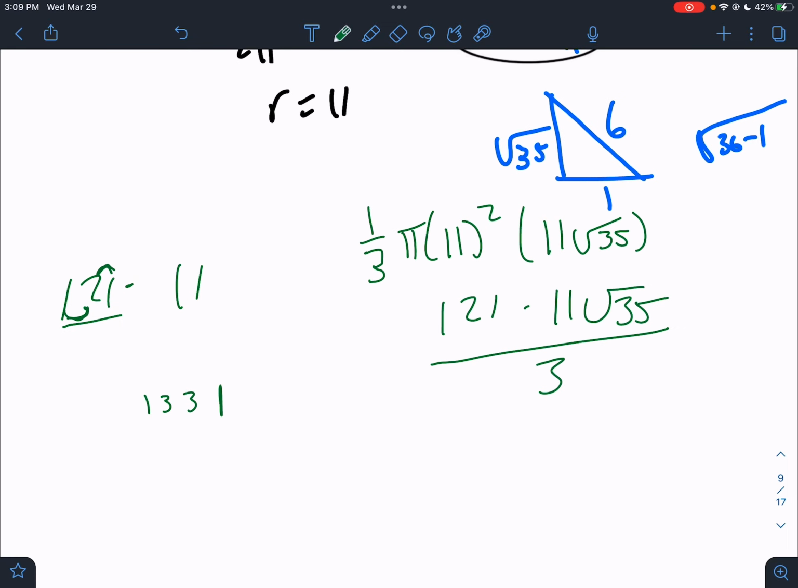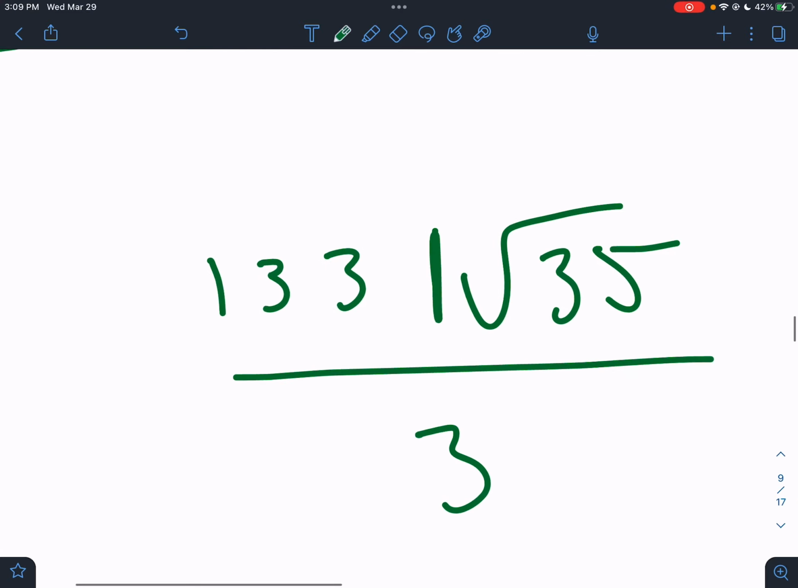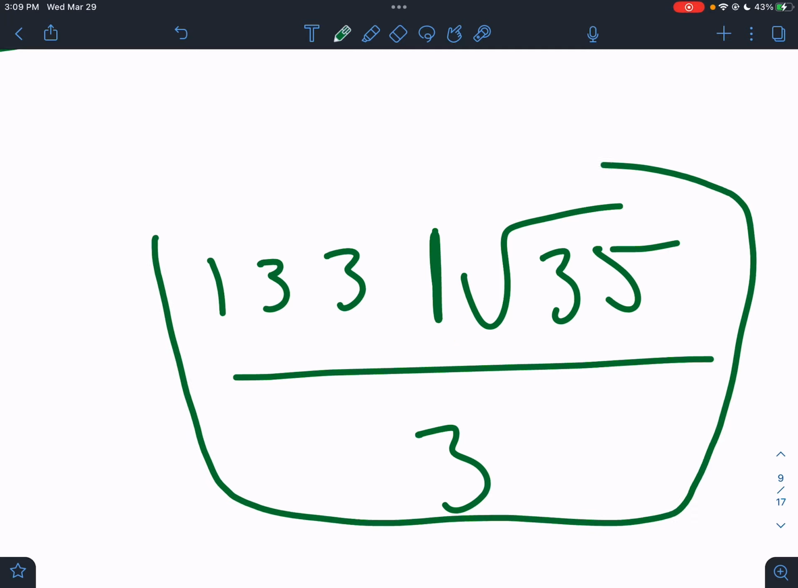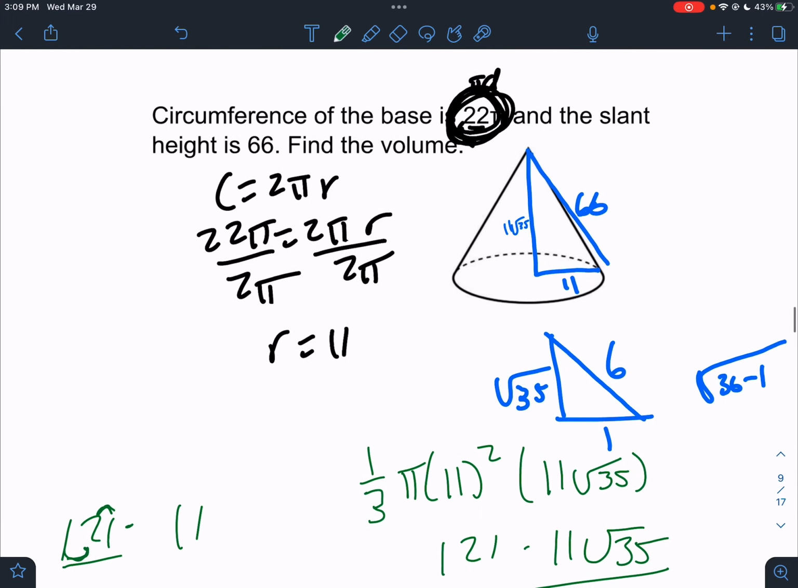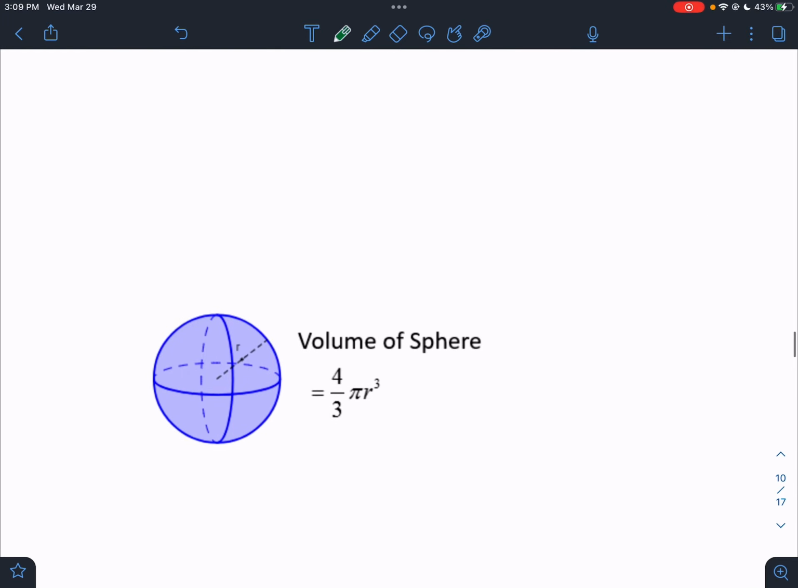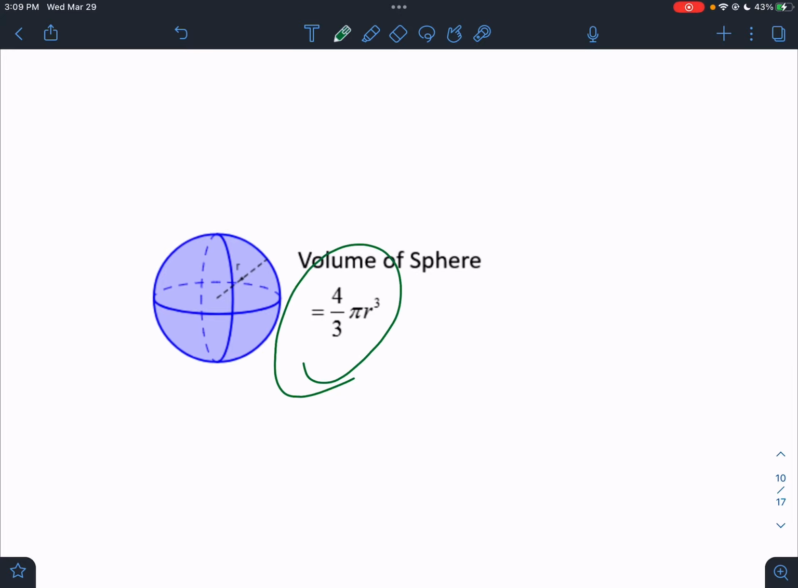So 11 times 121 is 1331. There's a root 35 on it, divided by 3. Is it divisible by 3? 3 plus 3 plus 1 plus 1 is not divisible by 3, so we know that we are done. Pretty cool. We're crushing it, guys. Sphere formula, know it, love it.